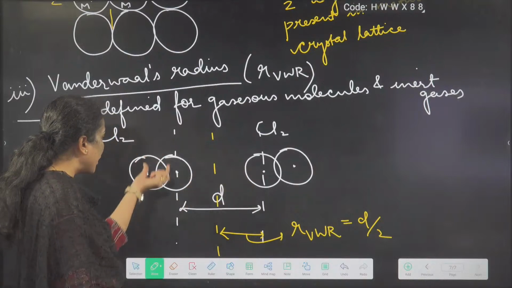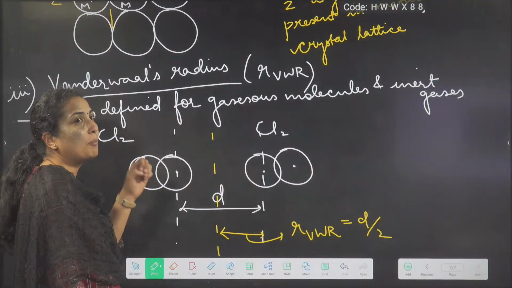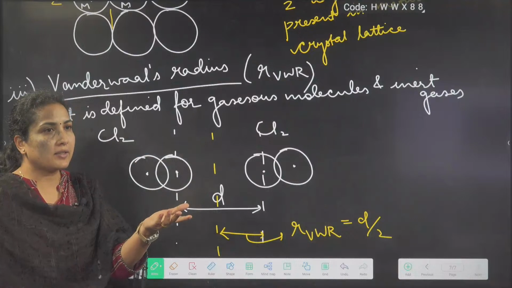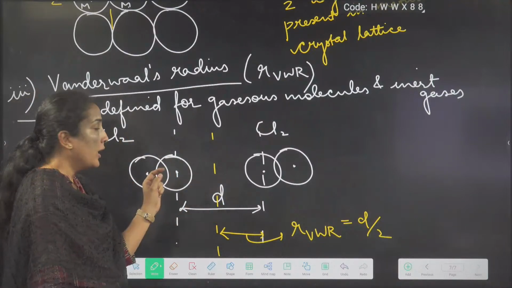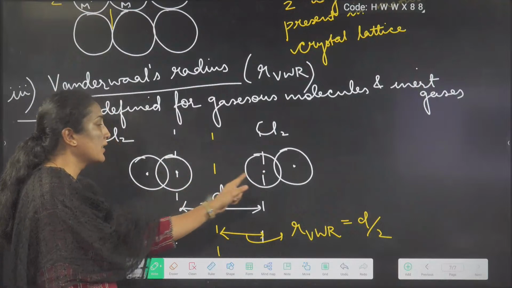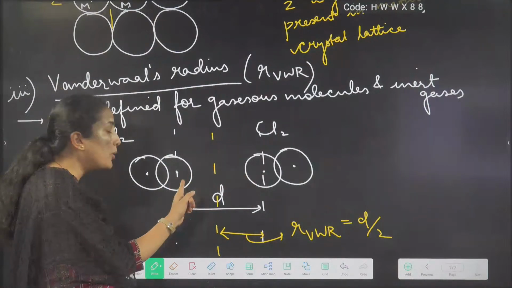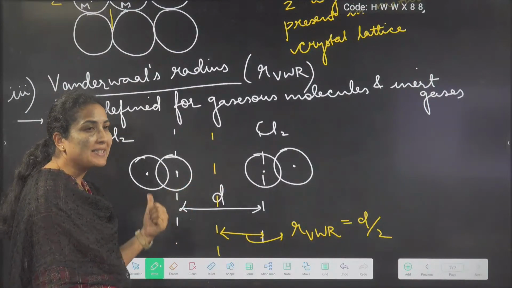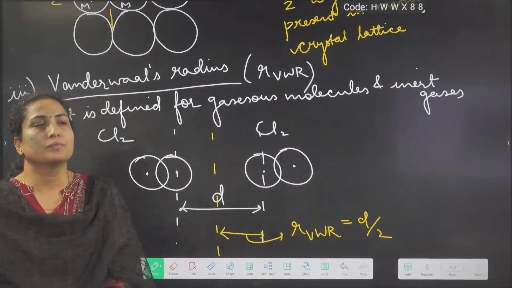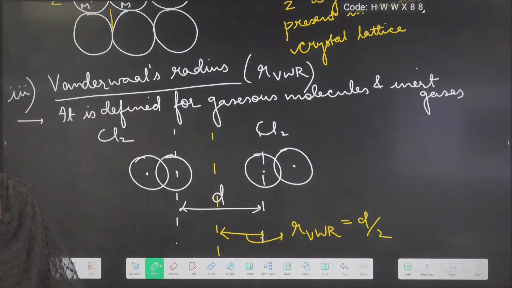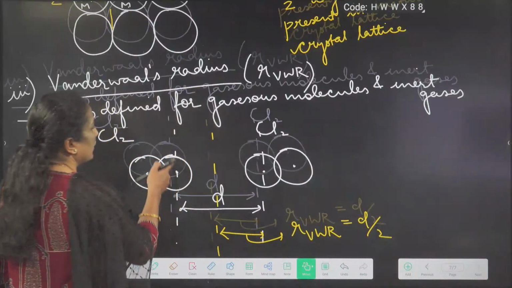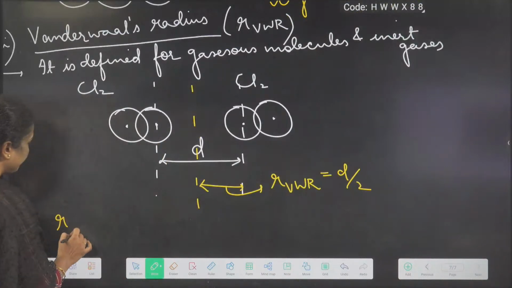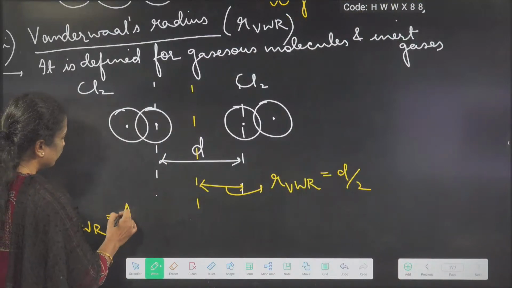Now, if you are measuring half of the internuclear distance in the bonded state, it becomes covalent radius. I'm not talking about covalent radius. I'm talking about the internuclear distance between the two non-bonded atoms present in the neighboring molecule. That's what is basically your van der Waals radius. Are you able to understand that? So I'll write down here van der Waals radius.